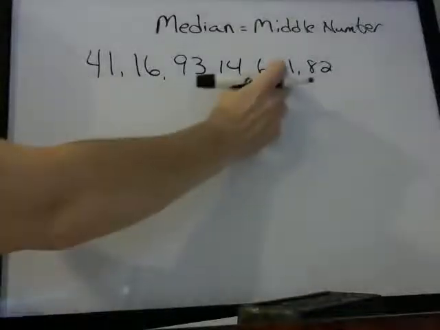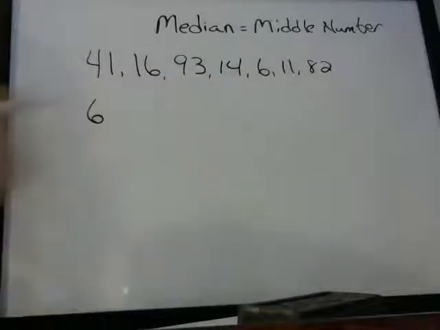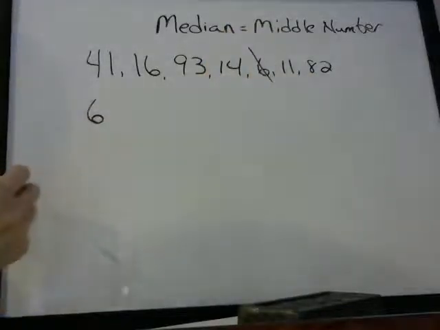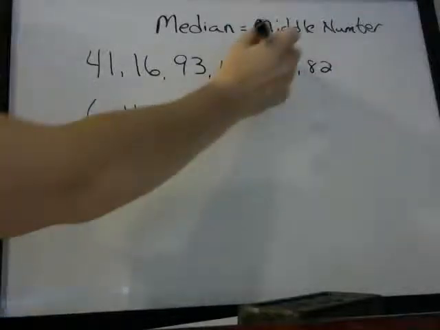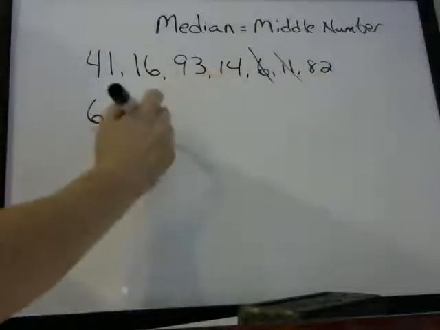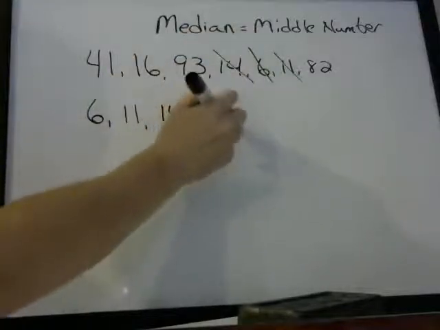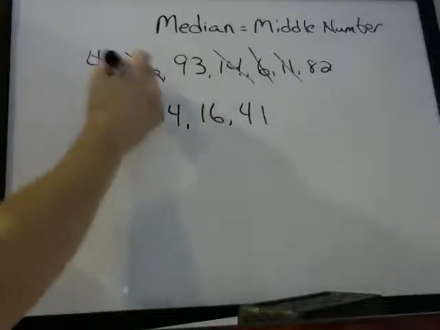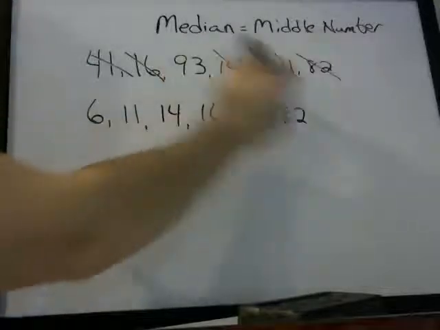So you look through your data set, which one is the lowest? It's the 6. So write the 6 down. And what I would do, just so you can keep track of what you've done, is cross them out after you've written them. So the next lowest number is the 11. The next lowest is 14, 16, 41, 82, 93.